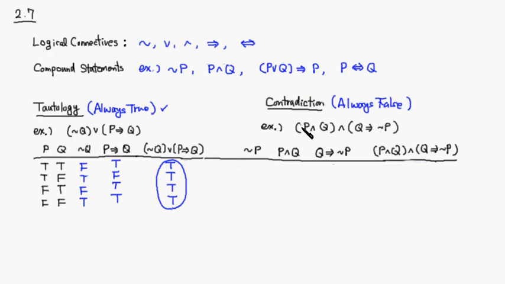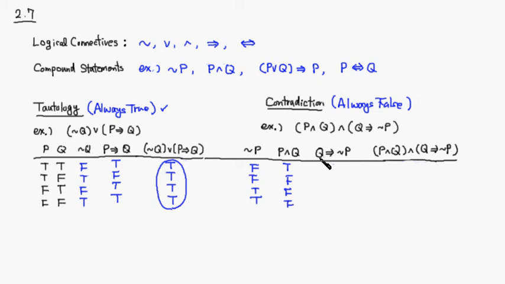All right, and the example of a contradiction would be P and Q implies not P. There are quite a few parts involved, so let's do one by one. So we need not P, so I'm going to do that. P is true, true, false, false. So negate that: false, false, true, true. That's easy to do. And P and Q. True, true is true. That's the only way. True, false is false. False, true is false. And false, false is obviously false.